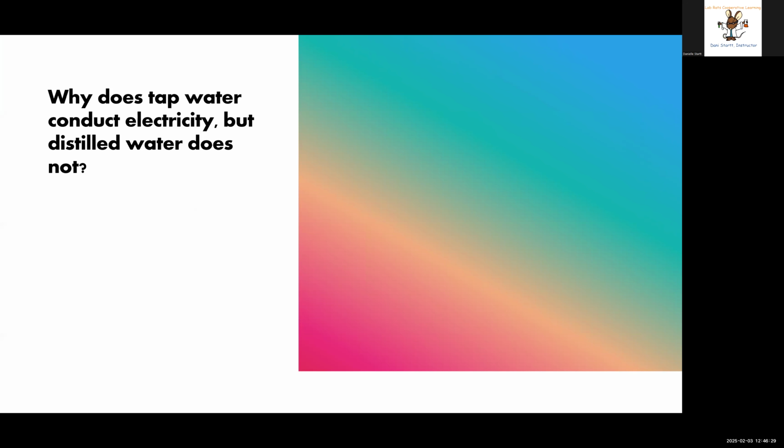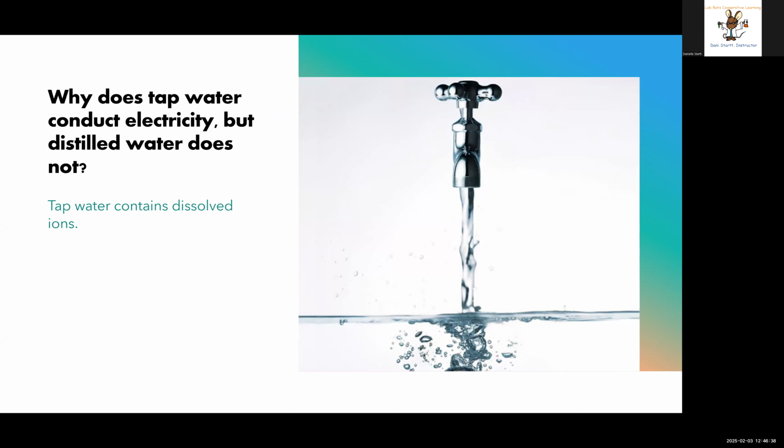Okay, so why does tap water conduct electricity, but distilled water, not so much? It's typically because you have dissolved ions in your tap water. A lot of the time that's fluoride, chlorine, stuff like that.